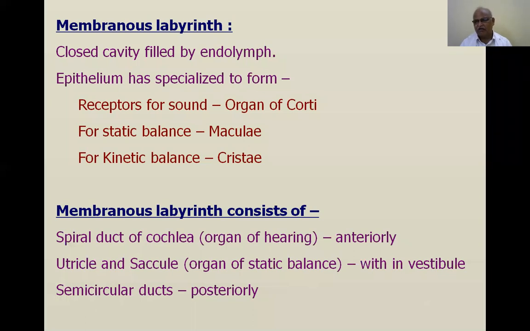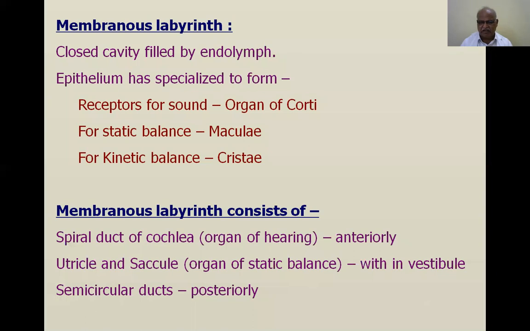So the bony labyrinth is the outer part and the membranous labyrinth is the inner part. The bony labyrinth has the cochlea anteriorly, the vestibule centrally, and the semicircular canals posteriorly. Within the cochlea is the spiral duct of the cochlea, the organ of hearing, anteriorly. The vestibule, the organ of static balance, contains the utricle and saccule of the membranous labyrinth, and the semicircular ducts are present in the semicircular canals posteriorly. So the outer part is the bony labyrinth and the inner part is the membranous labyrinth.